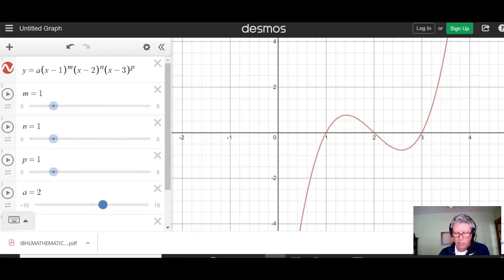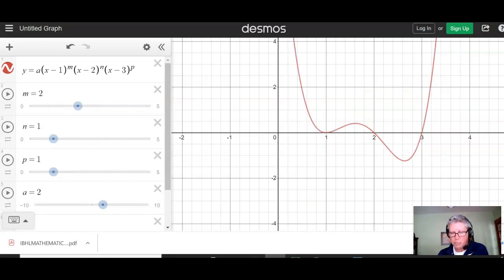So if we leave that maybe on 2, look what happens when I pick M, N, and P as integers. When I bump this, it's going to go to 2. Notice M is over the 1, so if it's even, it swoops now. It swoops. So this is a great way to mess around and make sure you feel pretty good about this.